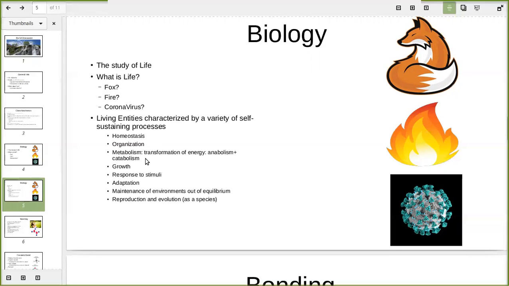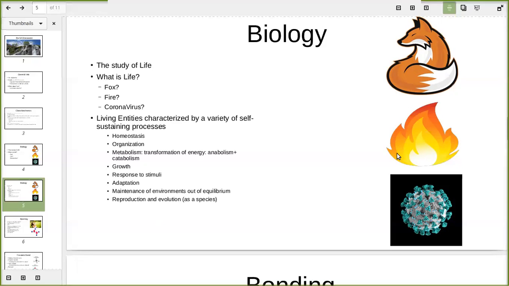That's homeostasis. Organization, cells are organized into tissues, tissues are organized into organs. That's a level of organization you typically see in living entities. Metabolism, able to transform energy, break down complex molecules, build up complex molecules. Growth, response to stimuli. If your hand gets hit with a hammer, obviously you want to move away. Adaptation, and then reproduction and evolution as a species, at least, because obviously we know some individuals don't reproduce. And by those characteristics, foxes would check all the boxes.